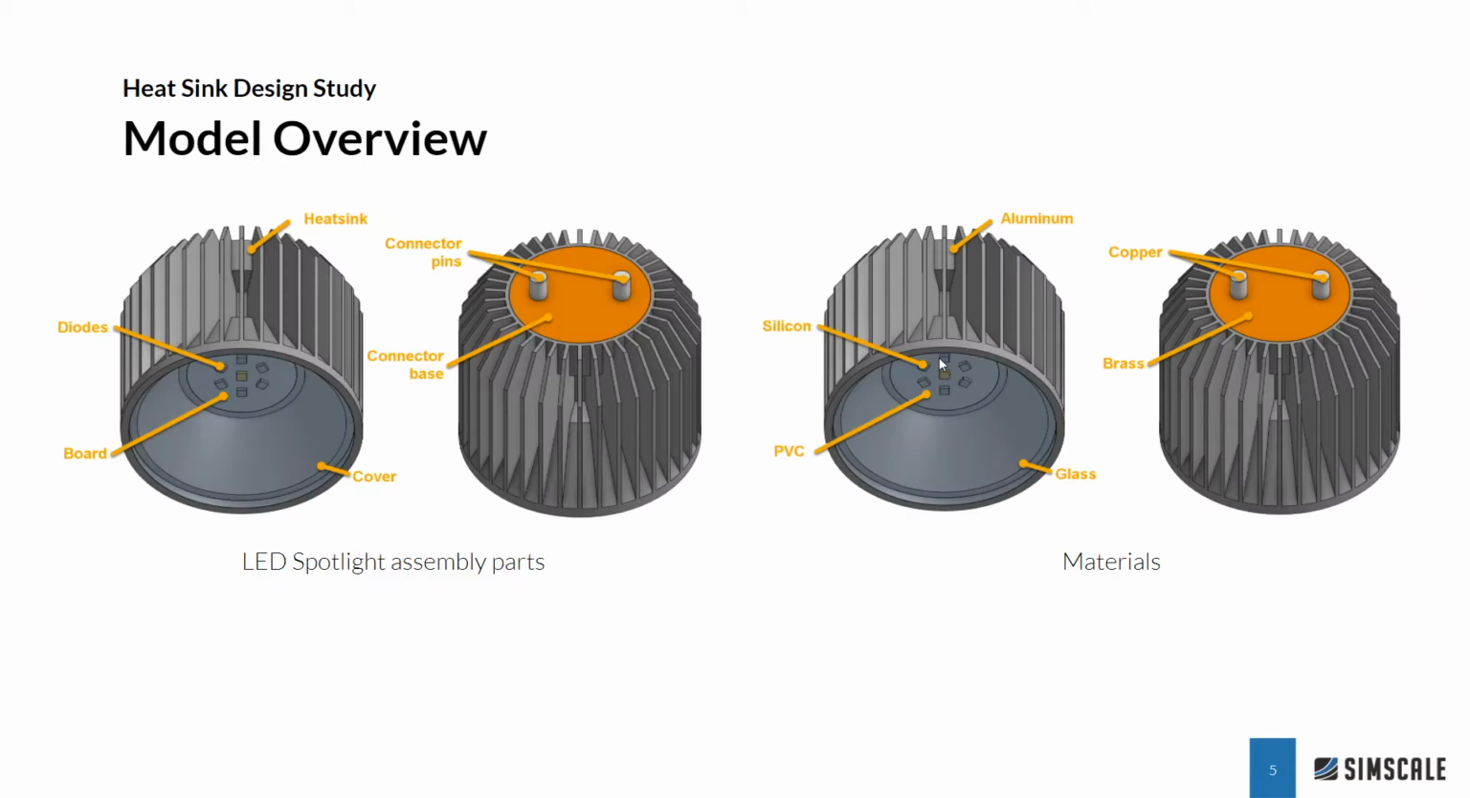So here is the CAD model that we're going to be using, or one of the design variations that we're going to be looking at. As you can see, it's a finned heatsink with 7 diodes placed within the bulb.